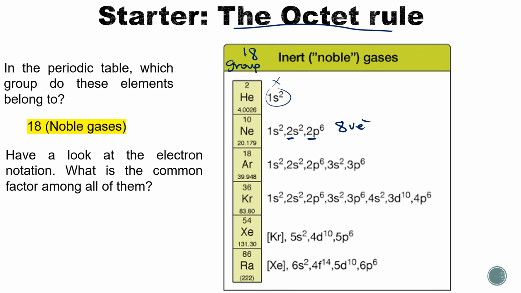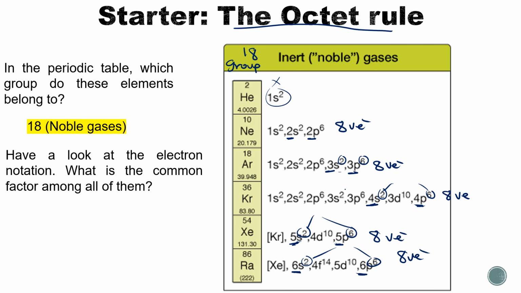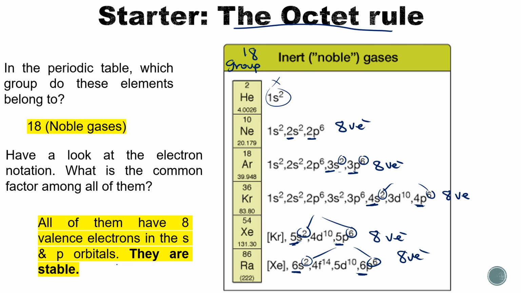Here we have 8 valence electrons. Here we have 8 valence electrons. Here we have 8 valence electrons. Here we have 8 valence electrons. For those of you who don't remember, valence electrons are the electrons at the highest energy level. So the highest energy level here is 4. We have 2 and 6, so 8. Here is 5, 2 and 6, 8. Here is 6, so we have 2 and 6. It's 8 valence electrons. All of them have 8 valence electrons, right? In their s and p orbitals.